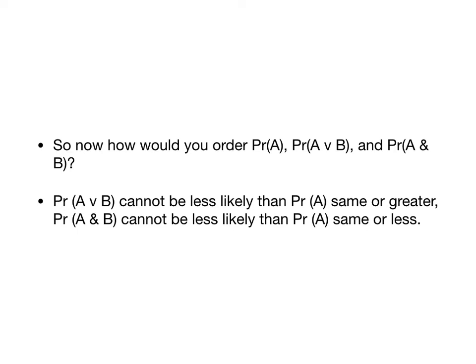Now, these can all be the same probability. The probability that A, the probability A or B, and the probability A and B could all be equal. There's one circumstance where that's true, and that's just when A swallows up B entirely. In that case, all three have the same probability. But barring this weird circumstance, the probability that A or B is more likely than the probability that A, and the probability that A and B is less likely than A, and also less likely than the probability that A or B.